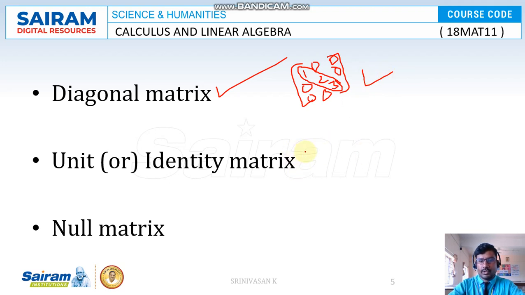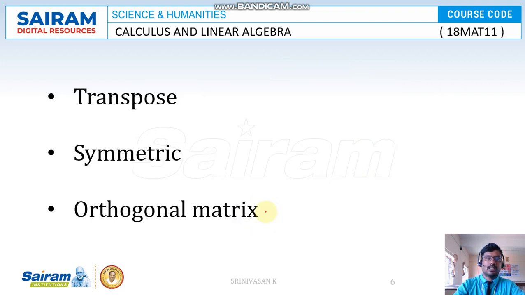Okay, the unit matrix. Normally we know the unit matrix. The unit matrix for a 2 cross 2 matrix is 1 0 0 1. If 3 cross 3, it means 1 0 0, 0 1 0, 0 0 1. It is called a unit matrix or identity matrix. Then the null matrix: each and every element is 0. It is called a null matrix. If it is a 2 cross 2 matrix, it looks like this. This is the null matrix.